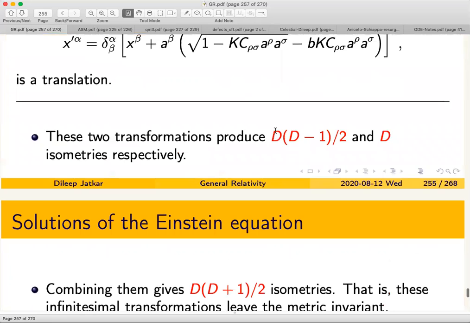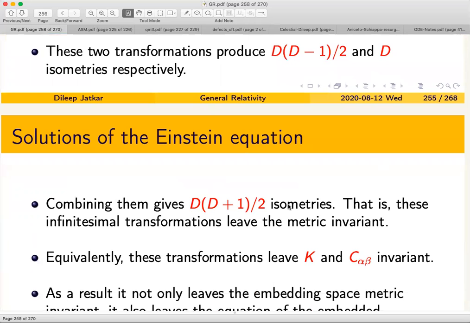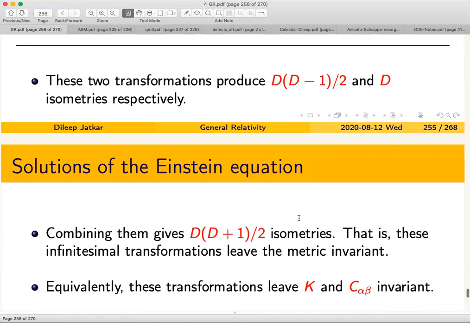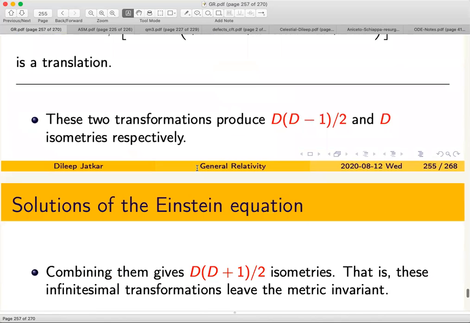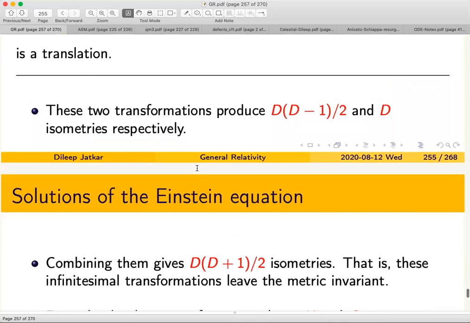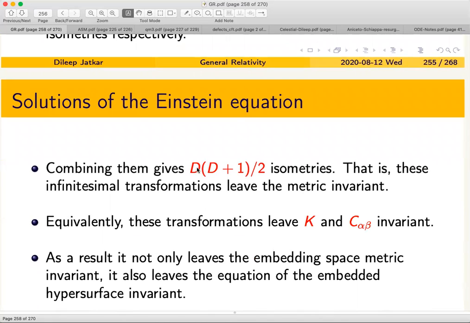Both of them put together will give you d into d minus 1 by 2 rigid rotations and d translational isometries, and when you combine those, you get d into d plus 1 by 2 isometries. These are all infinitesimal transformations, because we are just looking at the neighborhood of a particular point. But we have just seen that even if it is an infinitesimal transformation, a finite transformation can be generated if you know the Killing vector and its covariant derivative. That's all that you really need to know.